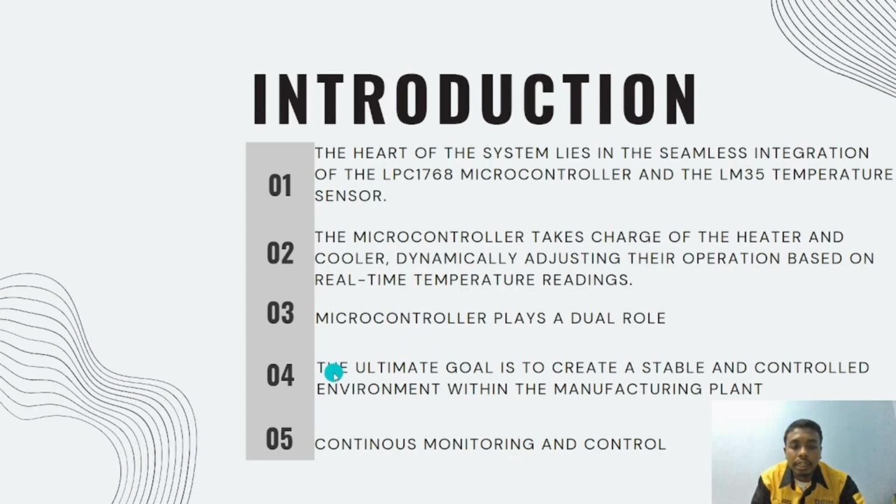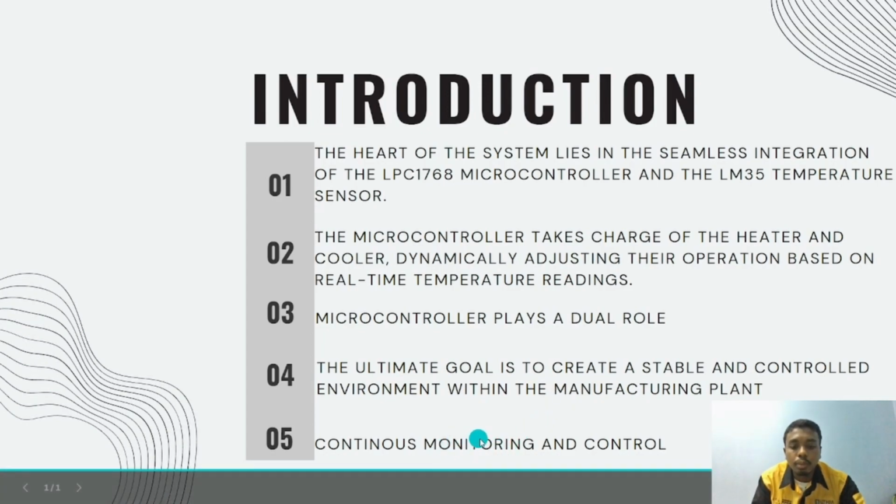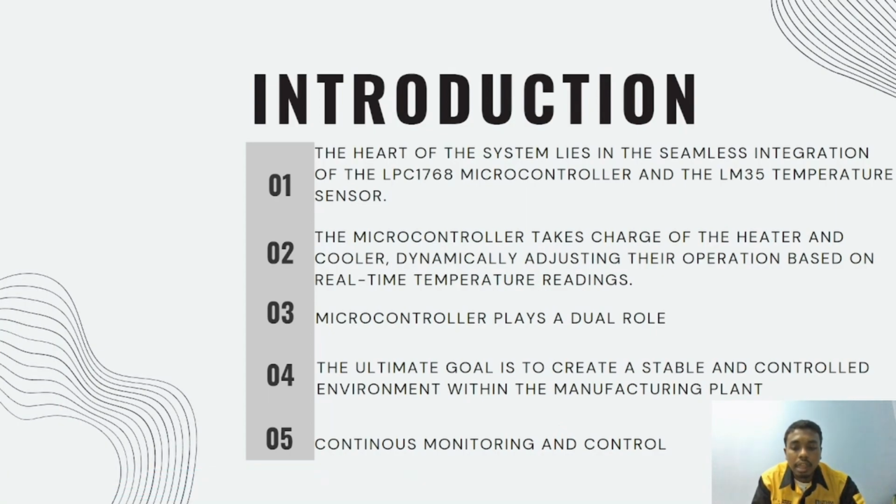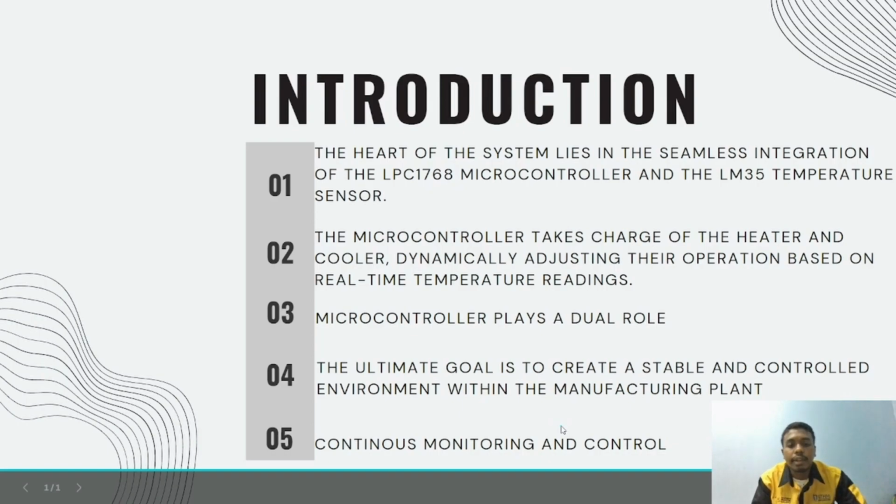And then the ultimate goal is to create a stable and controlled environment within the manufacturing plant. So this project creates stability within the water. It becomes 55 to 80 degrees, not below. When it is below, the heater is on, and when it is higher, the cooler is on. So the water stays in the range of 55 to 80 degrees, with continuous monitoring and control. We can see the data in the PC for this project. Right, so that's all from me.